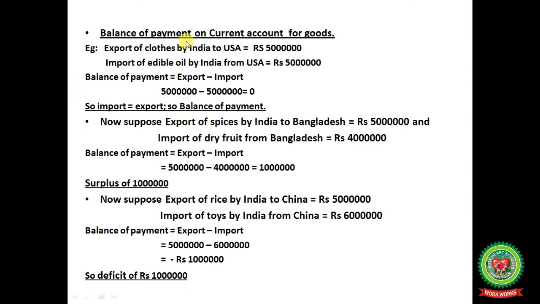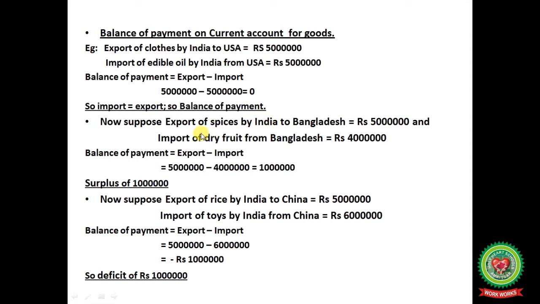In the same way, consider the balance of payment on the current account for goods. Suppose the exports of clothes by India to the US are worth rupees 50 lakhs and the import of edible oil by India from the USA is also worth rupees 50 lakhs. So the same amount, export minus import, gives you zero balance. Import equals export in the balance of payment.